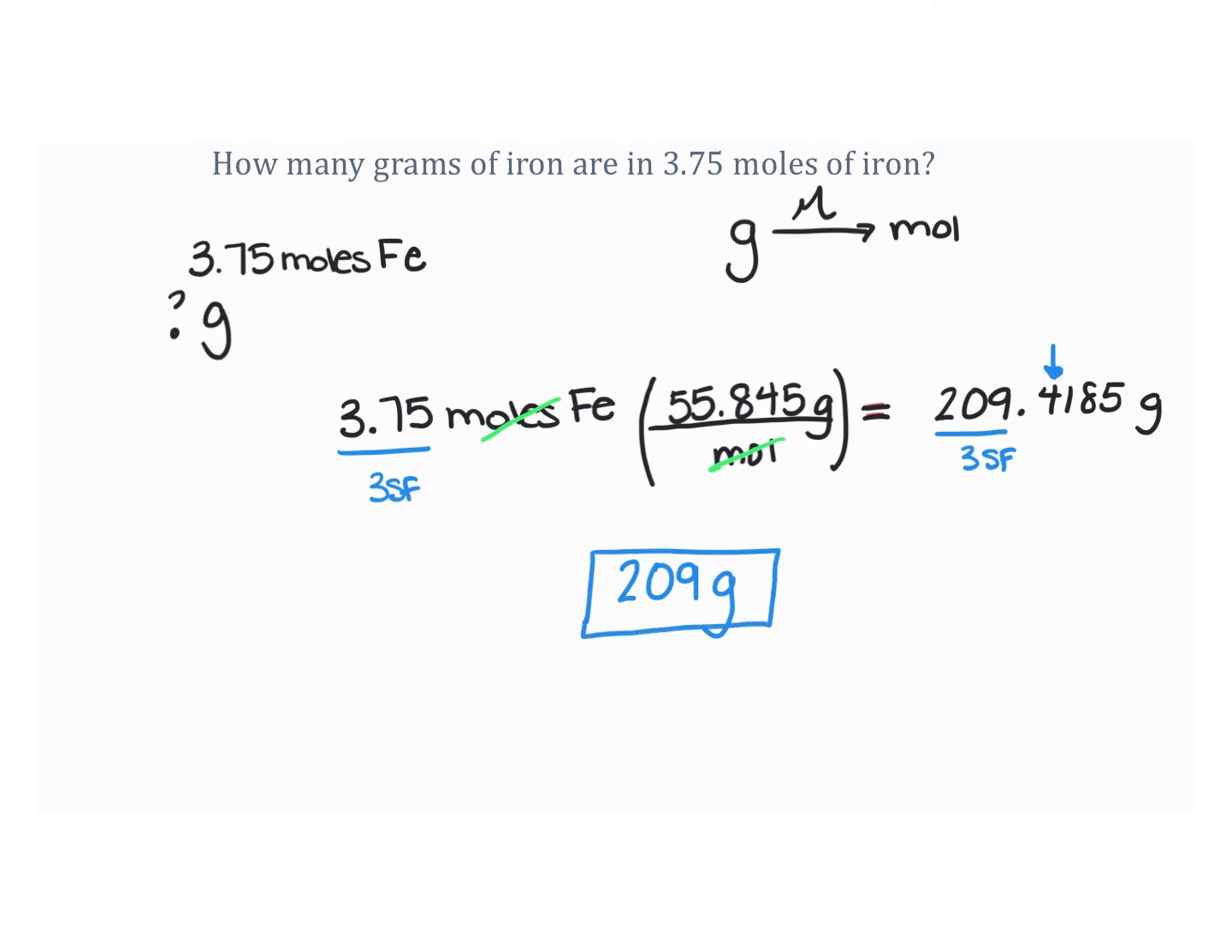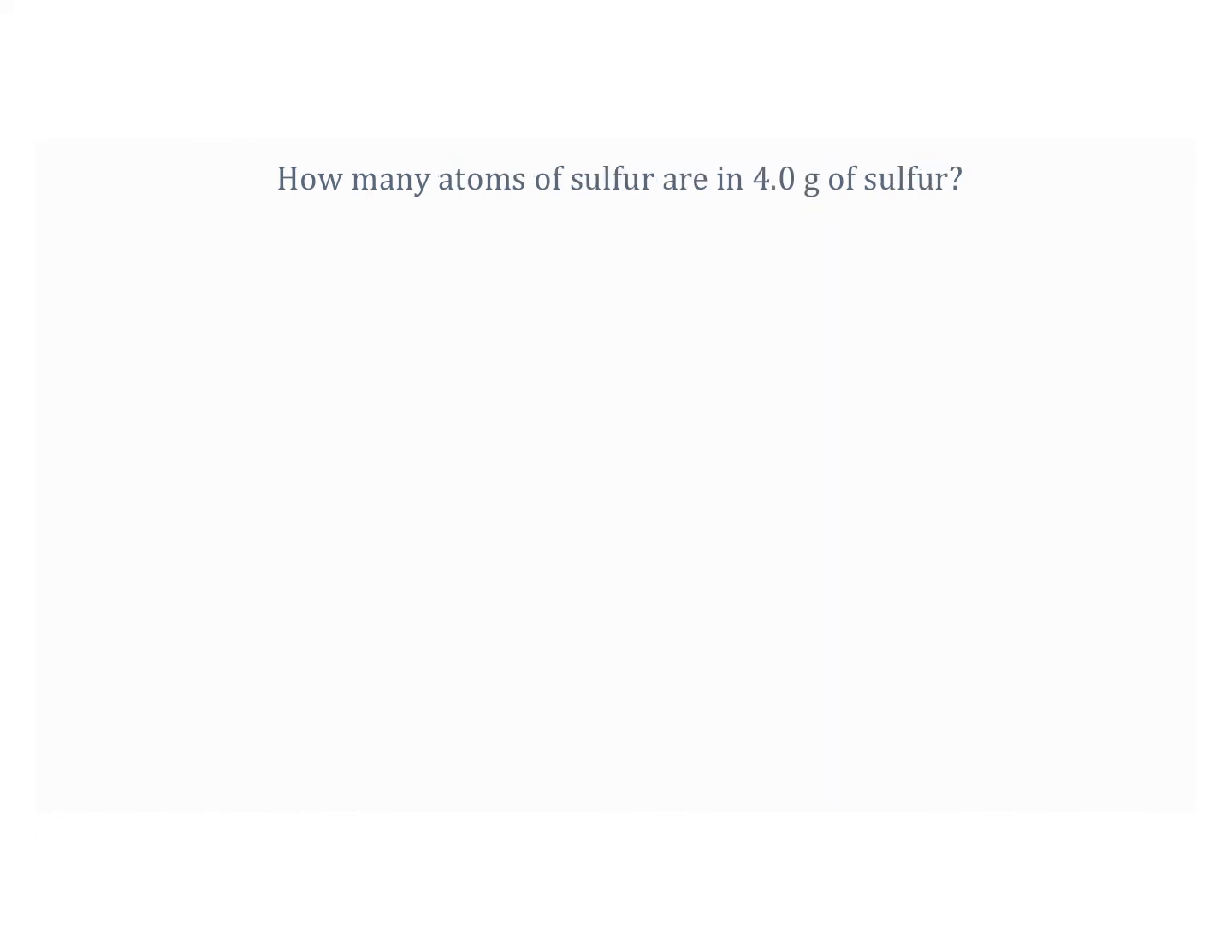Well, let's do another example. In this example it says, how many atoms of sulfur are in 4 grams of sulfur? So we have 4 grams and we're asked for atoms. Now, we can't go directly from grams to atoms, but what we can do is say, I know I can go from grams to moles using the molar mass, and then I know I can go from moles to atoms using Avogadro's number. So we're going to do a 2-step conversion.